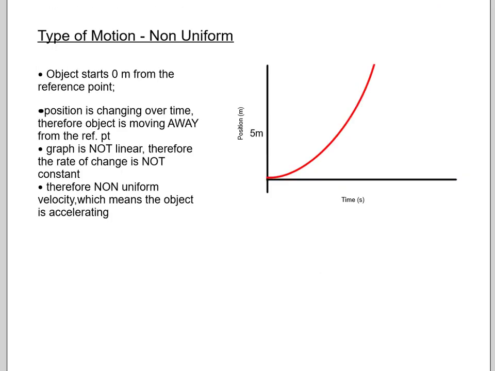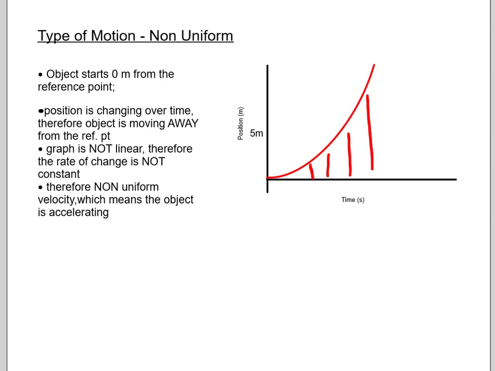All right, so we also have been talking about uniform motion. So we also have non-uniform motion. So if you look at this object here, it's a nice little curve. So this is an object that is moving away from the reference point, and you can see that as these positions get larger and larger, but it's not doing it in a constant fashion.